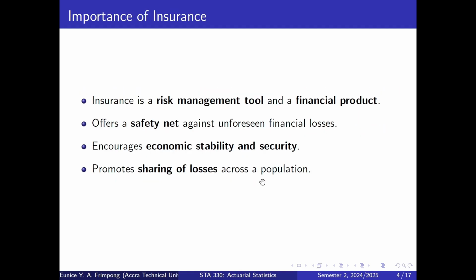So why is insurance important? Think of it this way. Life is uncertain. Illness, accidents, fire, natural disasters, these can happen at any time. Insurance offers a safety net, reducing the financial impact of such events. It also promotes economic stability by helping people recover from losses. It also gives confidence. That is, it takes the risk in business and life away. And it encourages social cooperation because the financial burden is shared across a population.